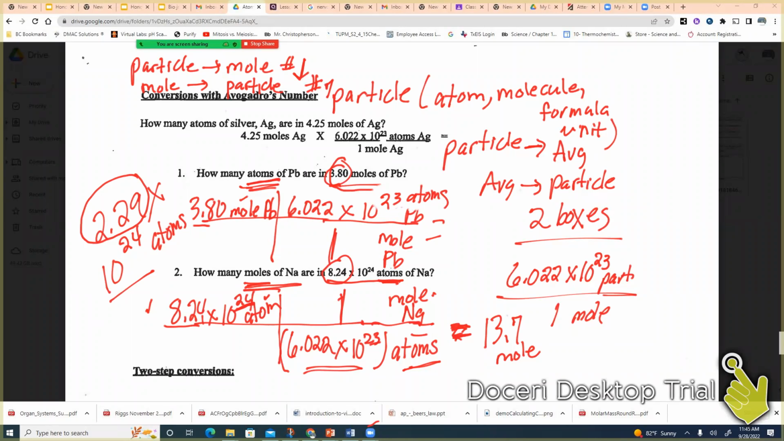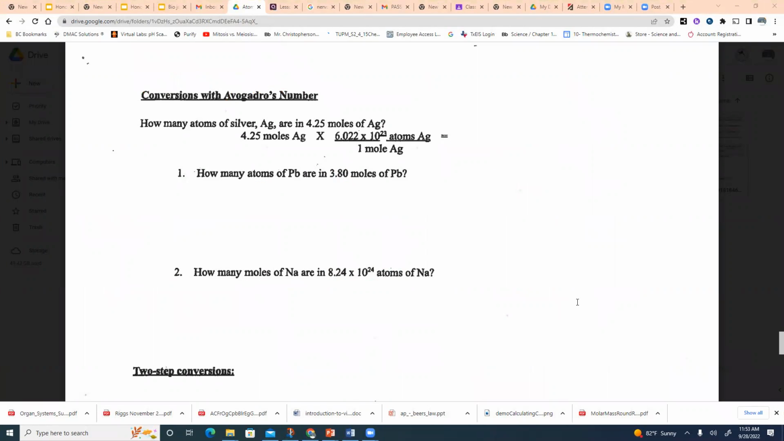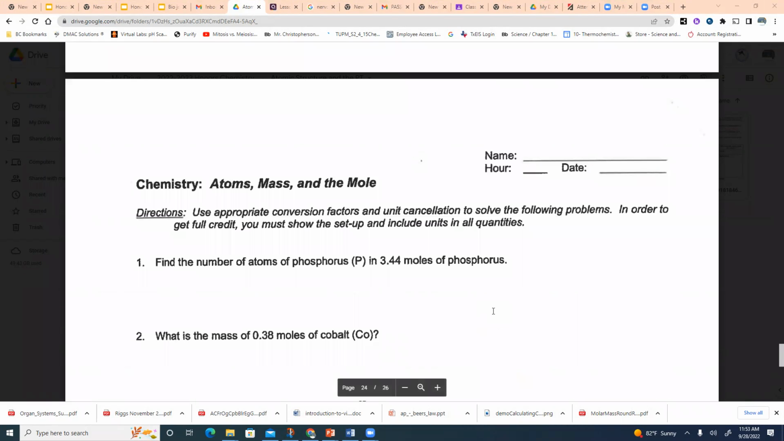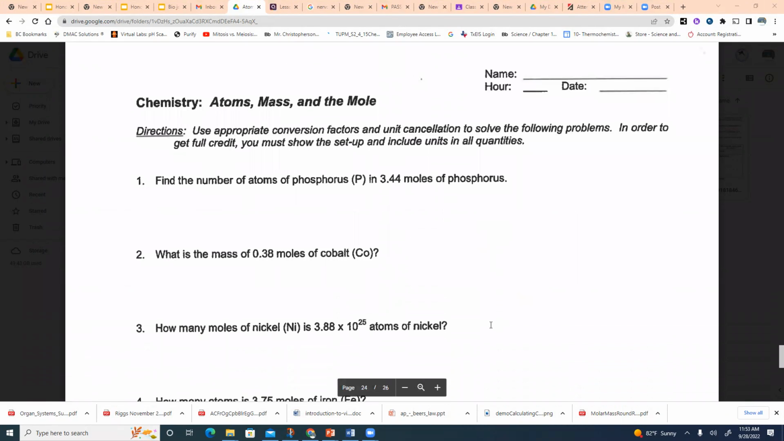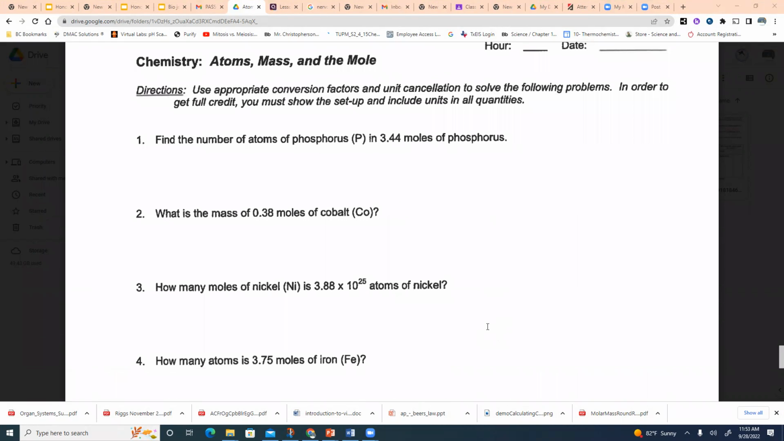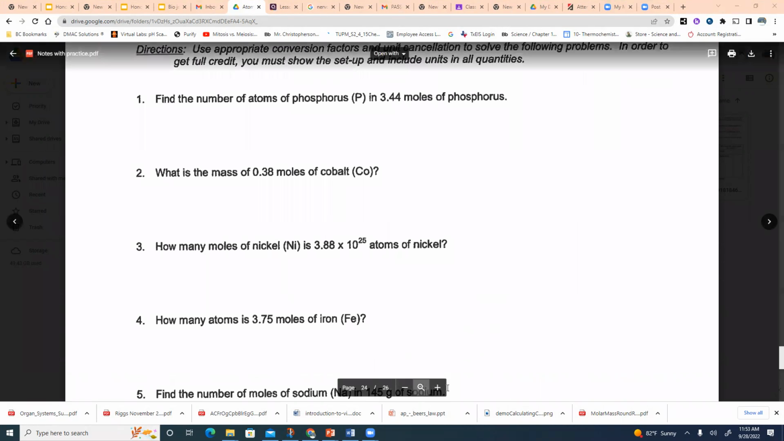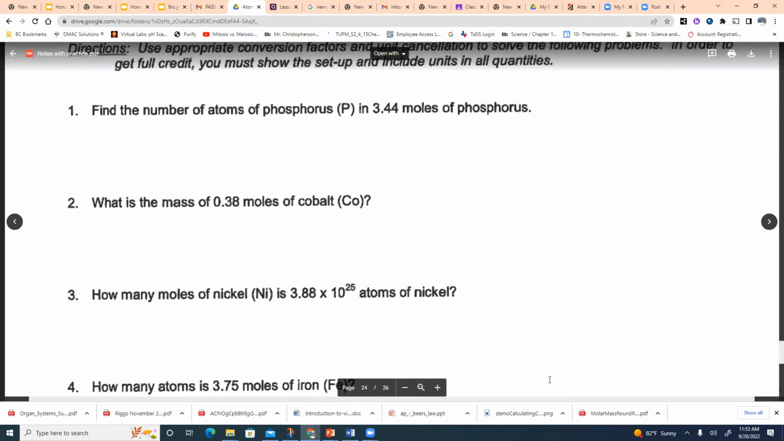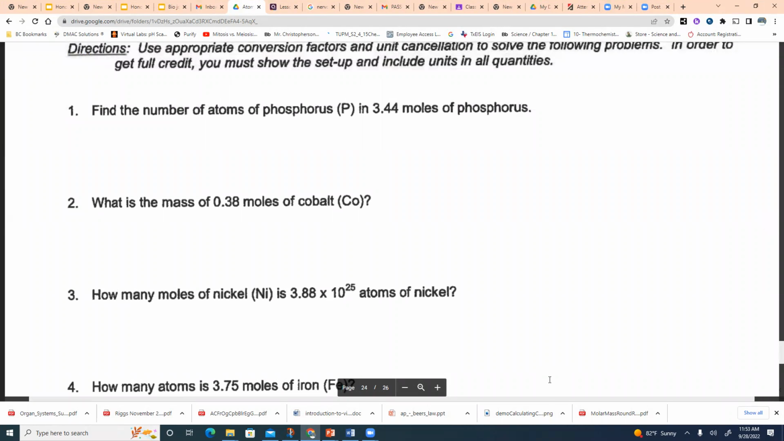All right, any questions on that particular one? All right, I'm going to do the 3-step conversions tomorrow. So let's look at the practice. You'll have to roll a few pages. Oh, actually, not too far. On the first page. All right, so why don't y'all look at number 1 and give that a try.